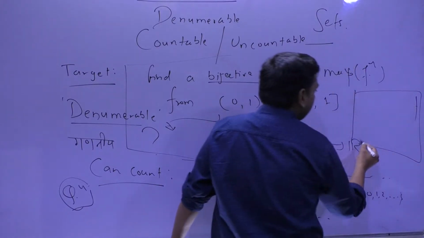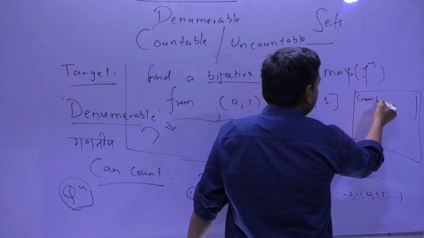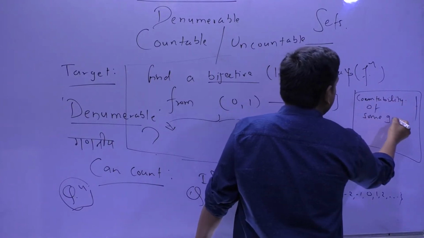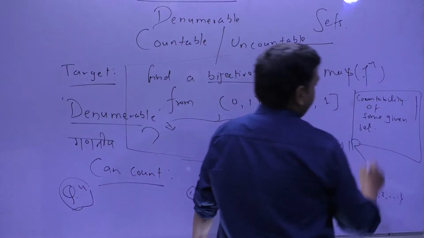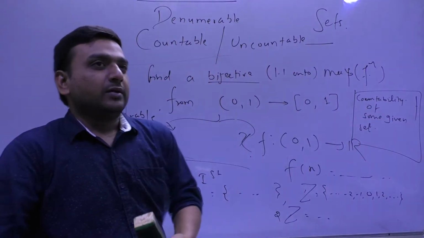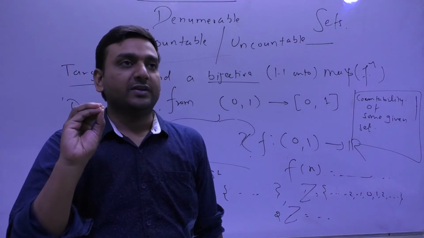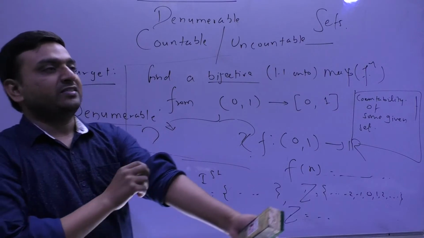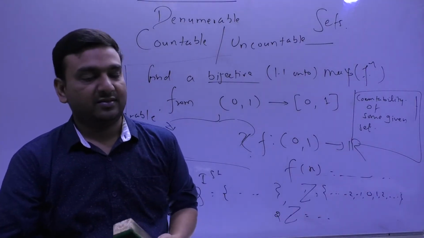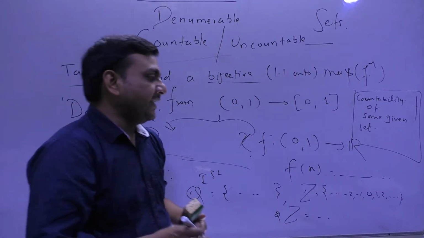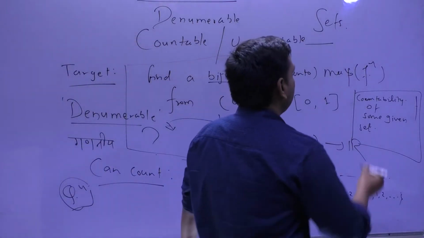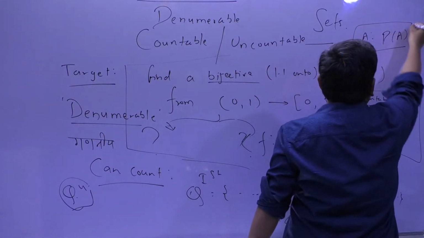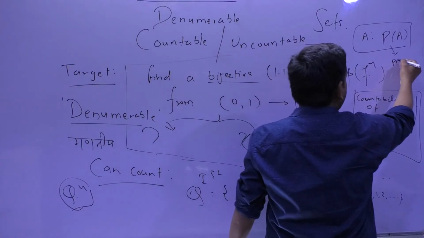Okay, what we wish to have? Checking the countability of some given set. There are some beautiful concepts. Please don't be afraid of the name. It is Cantor's theorem. What Cantor's theorem says, if A is a set, then let's say P(A) is the power set of A. What is the power set of A?